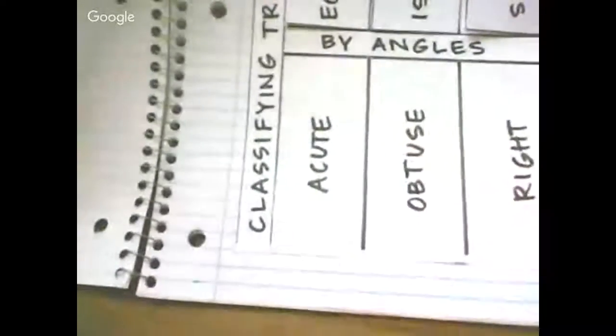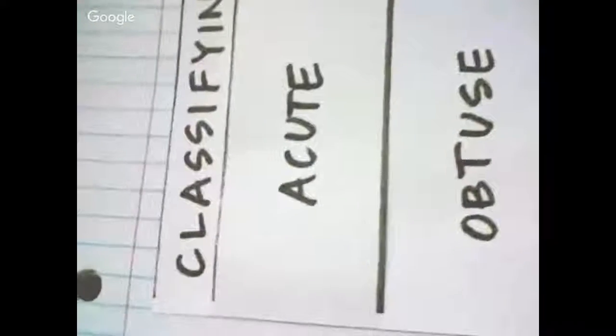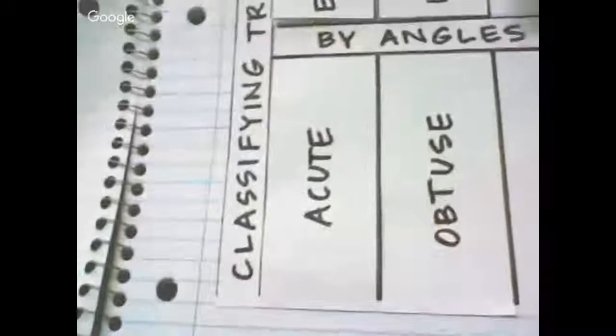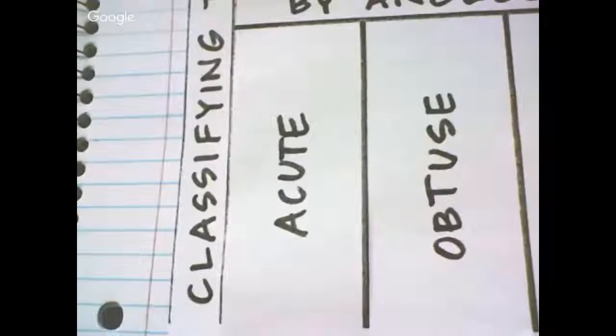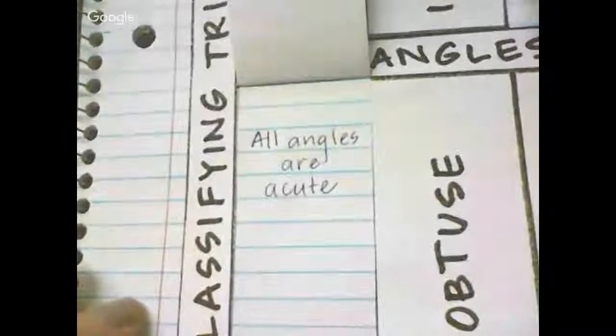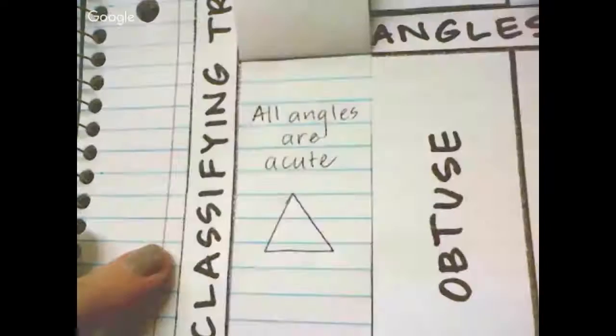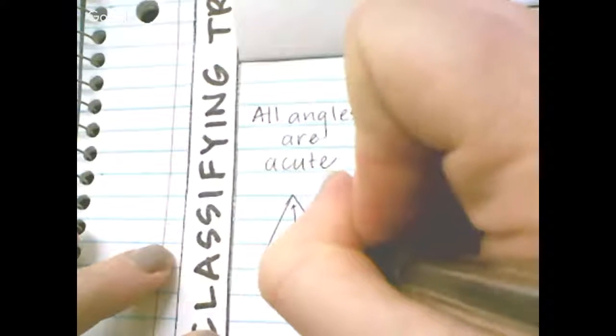Now I look at if I wanted to go by angles. So my first kind is an acute triangle. In an acute triangle, all angles are acute. Something like this, where each of these angles is less than 90 degrees.